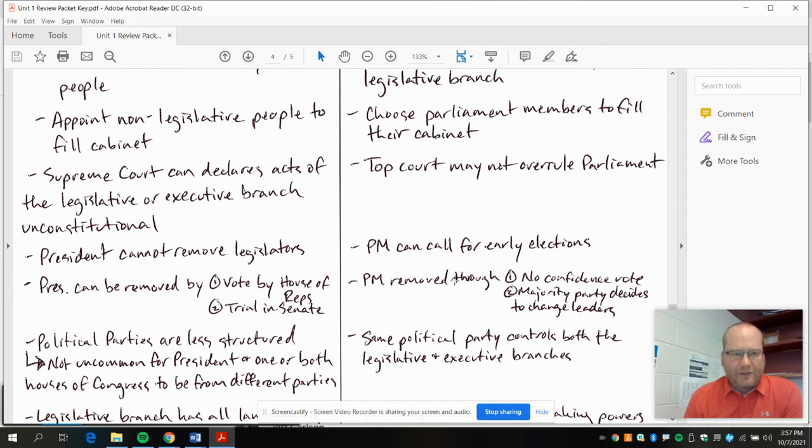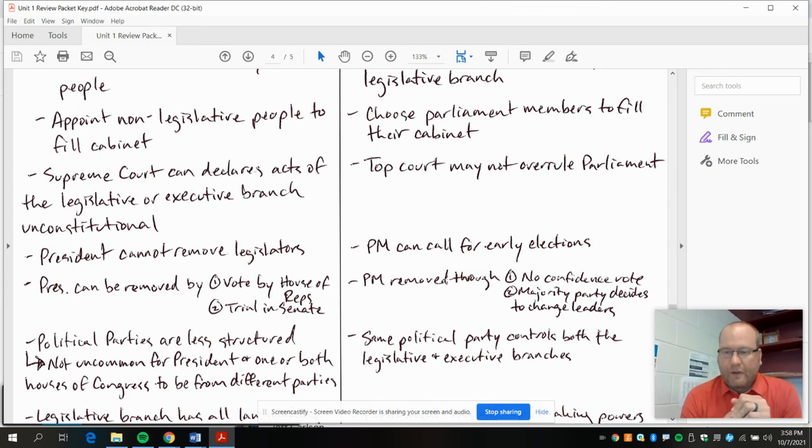In a presidential democracy, a president cannot remove legislators, whereas a prime minister can call for early elections in a parliamentary system, so that people they may not be satisfied with, or who they feel aren't doing a good job in parliament, could lose their jobs by getting voted out in the election. A president in the presidential system can be removed by, remember we talked about it, a two-step process.